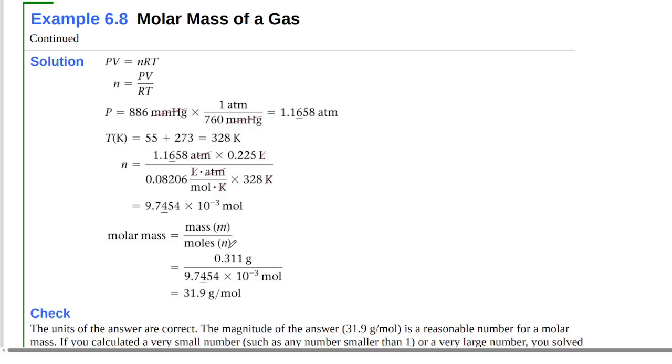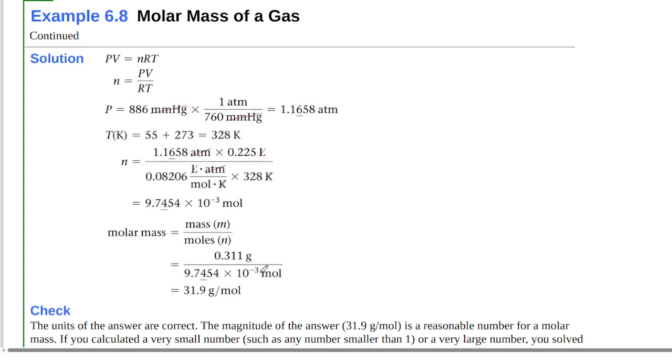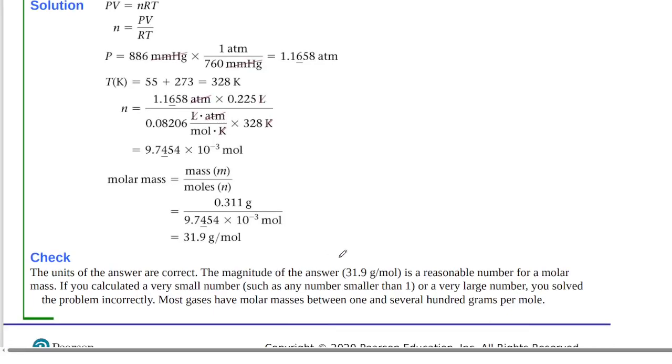Now we have the mass and the moles, so we can calculate the molar mass, which is 0.311 grams divided by 9.7454 times 10 to the minus third moles. That gives us 31.9 grams per mole.